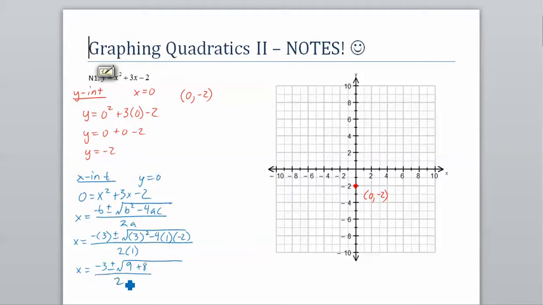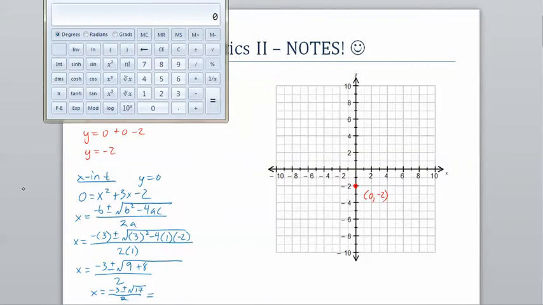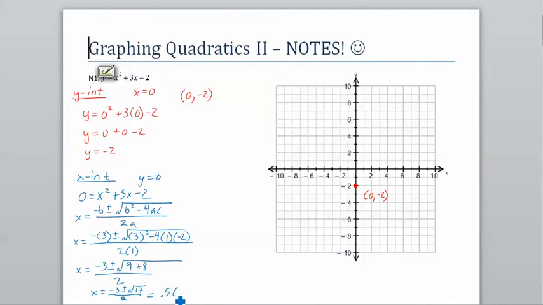And see, this is why I couldn't factor it earlier, because when I have the 9 plus 8, I'm going to have x equals negative 3 plus or minus the square root of 17, divided by 2. And so now I need to find out what that is. So I'm going to bring up my rinky-dinky calculator, and we're going to go negative 3 plus, and then we're going to do the square root of 17. I'm going to push equals, and then I'm going to divide by 2. And so there we go. We've got 0.561. 0.56 is probably good enough.